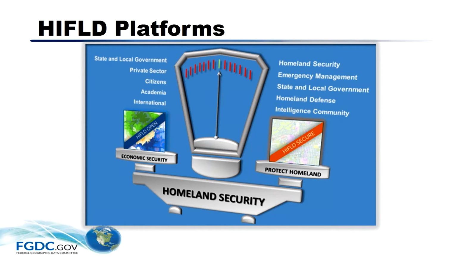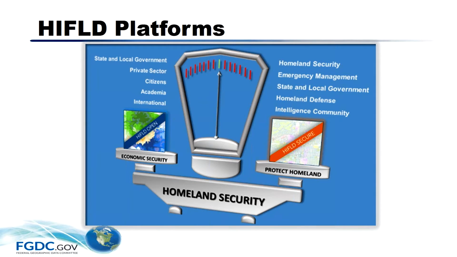Now, what happened to that FOUO data? Well, we serve it up in something called HIFLD Secure. And HIFLD Secure resides in something called the DHS Geospatial Information Infrastructure, which is actually using Esri's ArcGIS portal technology. HIFLD Secure contains the FOUO data and the commercially licensed data that used to be part of HIFLD.